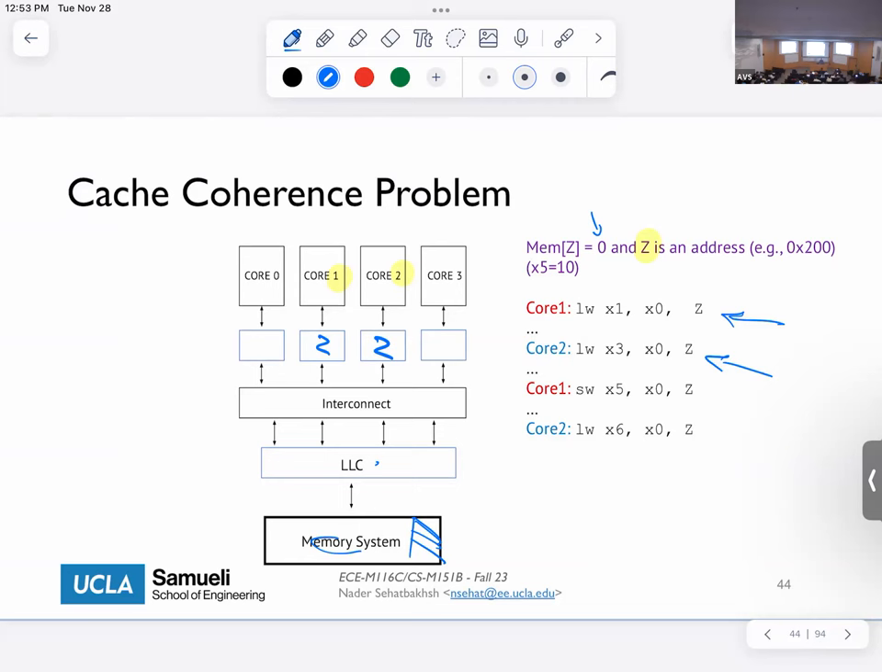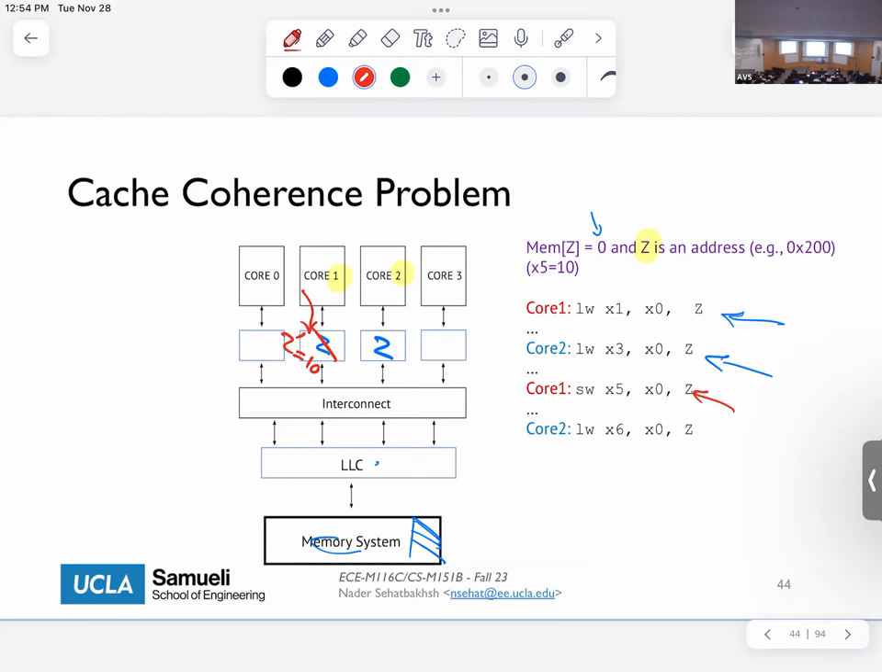Then at some point in the future, we're going to have this issue where one of the cores, let's say core number one, decides to update this value. For example, let's say it decides to write 10 to this value that's supposed to be zero. Core number one is going to store, so it goes to the cache and sees, yes, it's in my L1. So I can just update my Z to Z prime, and now Z is equal to 10. Since it's in my L1, there's nothing else I need to do.